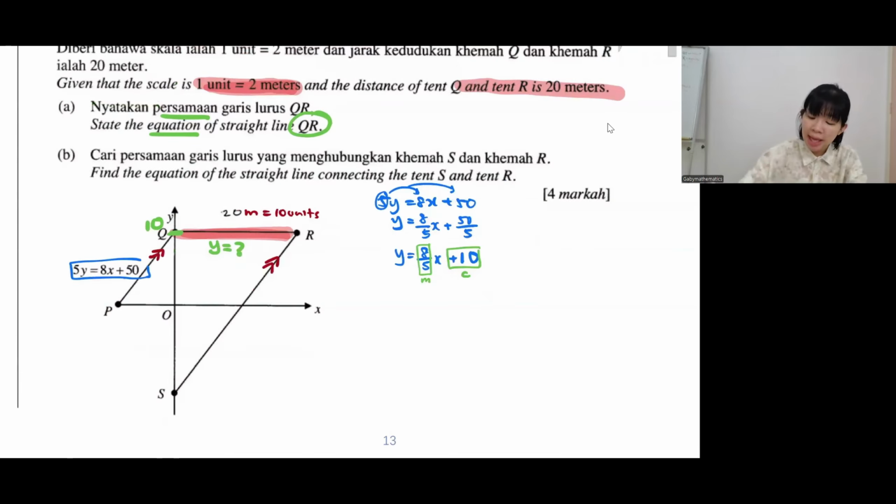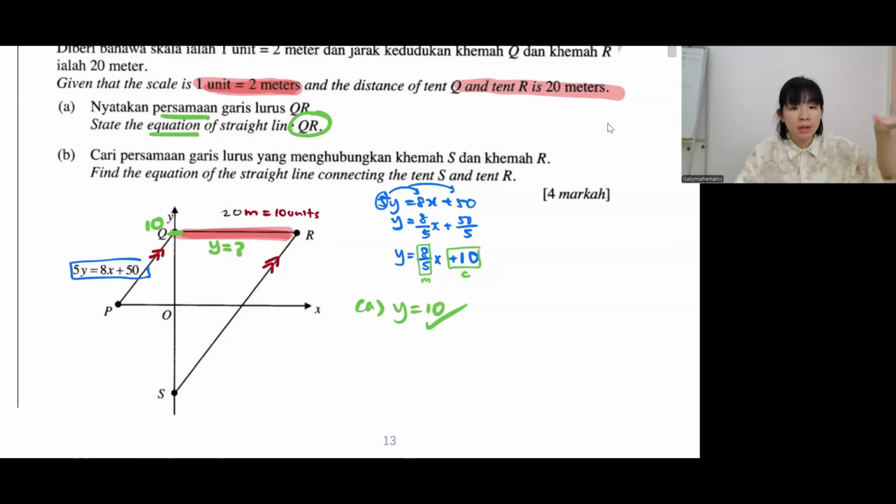Okay, if you know this is 10, so question A, what is the equation of QR? This line touches the y-axis at 10. So the answer is y equals 10. Done. That's it. No need for y equals mx plus c because it's a horizontal line.